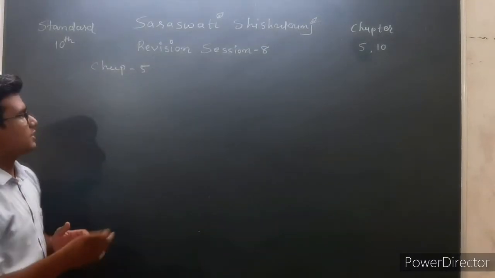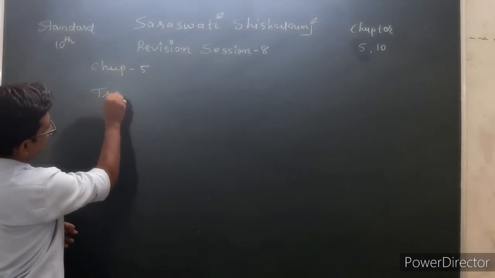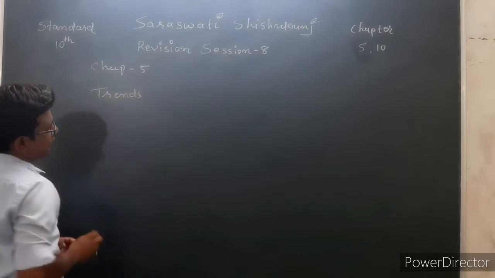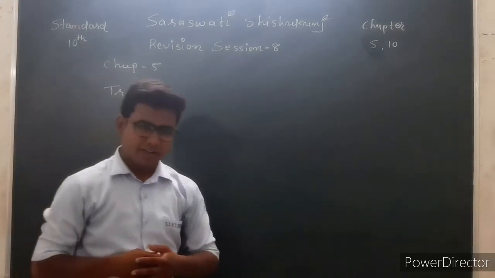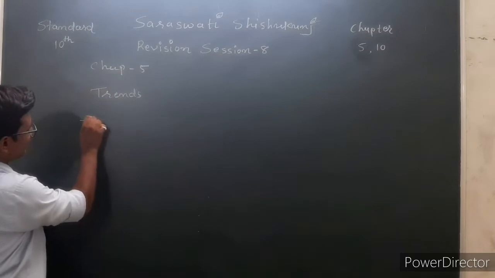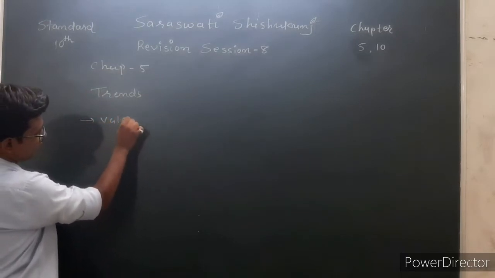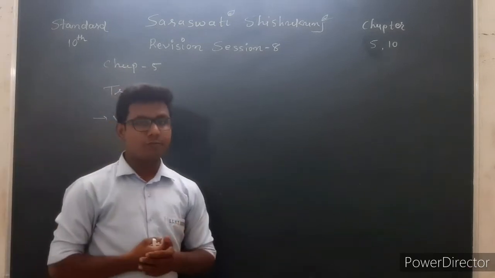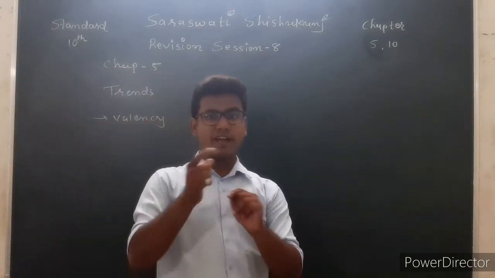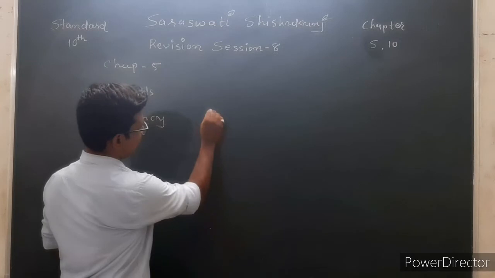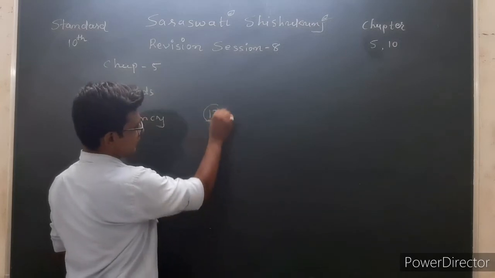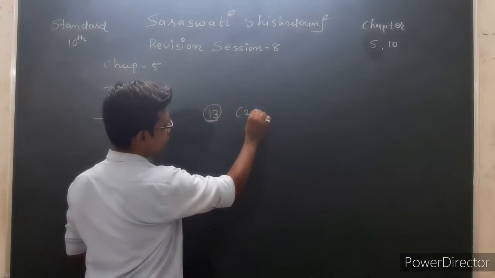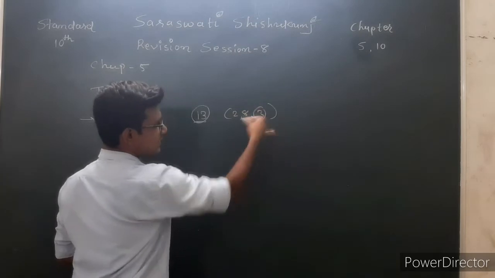Now let's discuss some of the trends that are in our chapter number 5. In that, first is valency. We know how to find out the valency. If we are talking about group 1, the valency is 1. If we are talking about group 13, how can we find out the valency? 13 means that will be 2, 8, 3. So the valency will be 3.